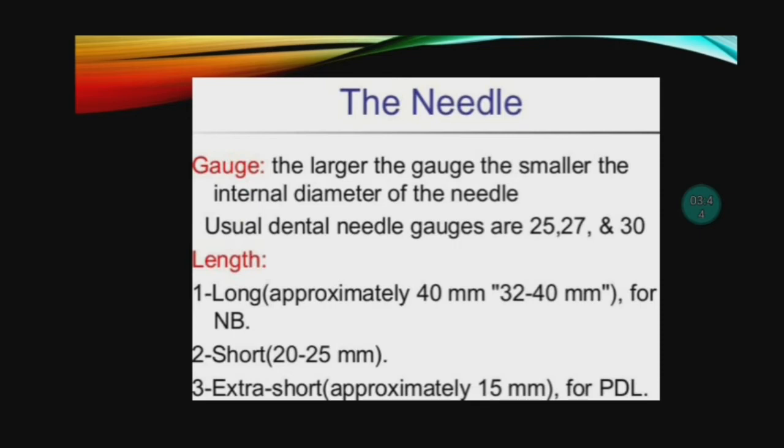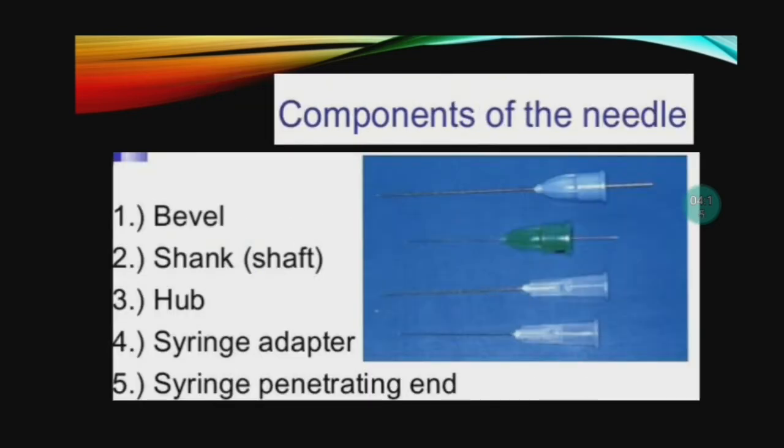The needle gauge. The larger the gauge, the smaller the internal diameter of the needle. Usual dental needle gauges are 25, 27, and 30. The length: 1. Long, approximately 40 mm, 32 to 40 mm for NB, and 2. Short, 20 to 25 mm. The third one is the extra short, approximately 15 mm for PDL. Components of the needle: bevel, shank, shaft, hub, syringe adapter, and syringe penetrating end.